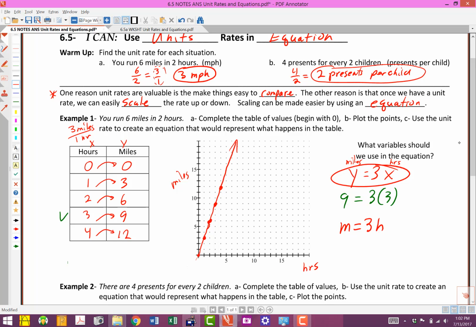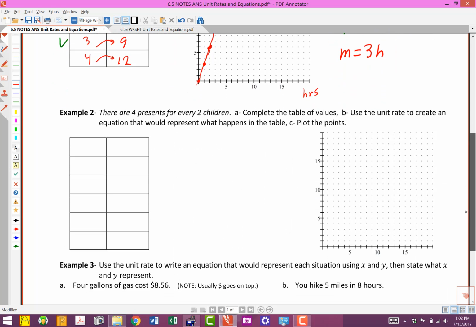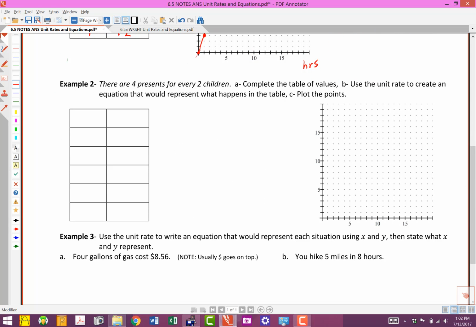So we're going to do another problem. It's the other one in the starter questions. On this one right here, it says there are 4 presents for every 2 children. Complete the table of values, use the unit rate to create an equation, plot the points and stuff like that. So this one's a little bit backwards. You'll notice we had a table, then we had a graph, and then we had some space for the equation. We're going to do this backwards. So let's do this. On this one it says 4 presents for every 2 children.